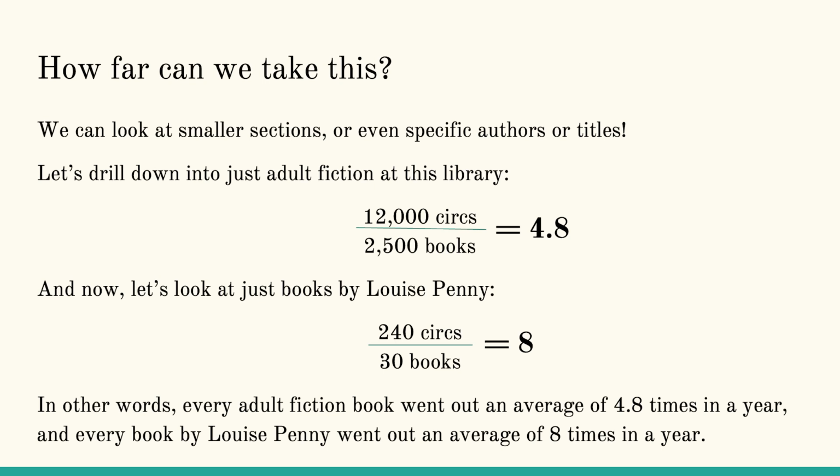We could even drill down to a specific author. We'll use one of my faves, Louise Penny, and we might find, whoa, we had 30 Louise Penny books because we have a couple copies of a lot of her series, but they got 240 circulations in total in 2024. They had an average turnover of 8. What I would guess of our imaginary library is that maybe the earlier books in the Gamache series went out a couple of times, but she had a new one, and you had a bunch of copies of it, and they all went out 20, 25 times. But on average, Louise Penny does really well with this imaginary community. So on average, every adult fiction book went out an average of 4.8 times in this library, and every book by Louise Penny went out an average of 8 times in that year.